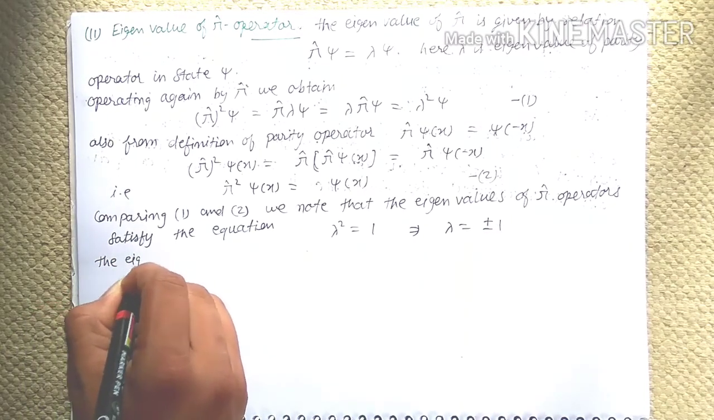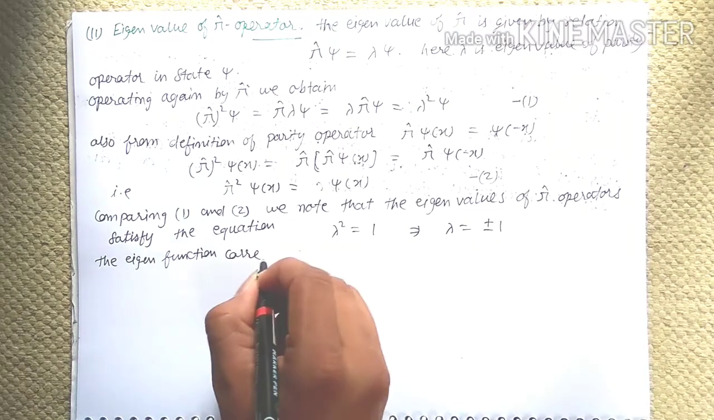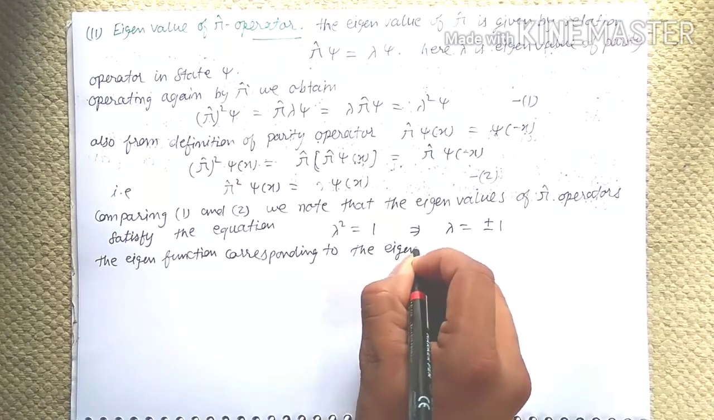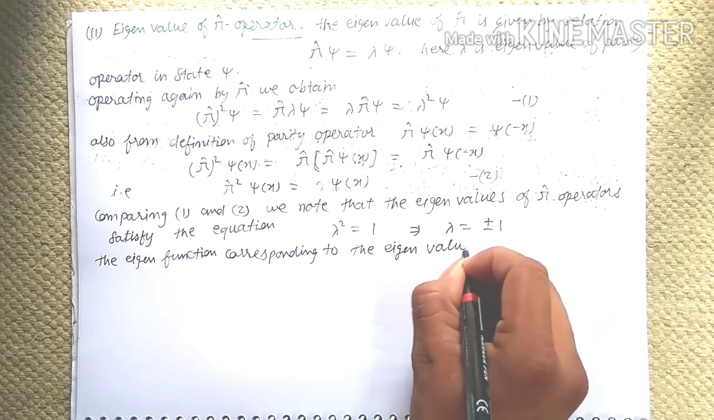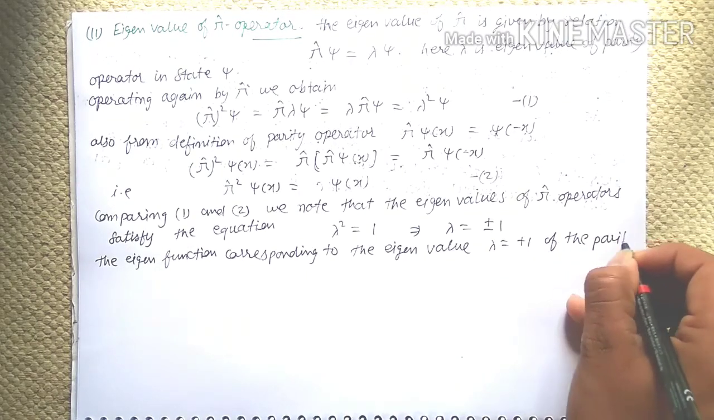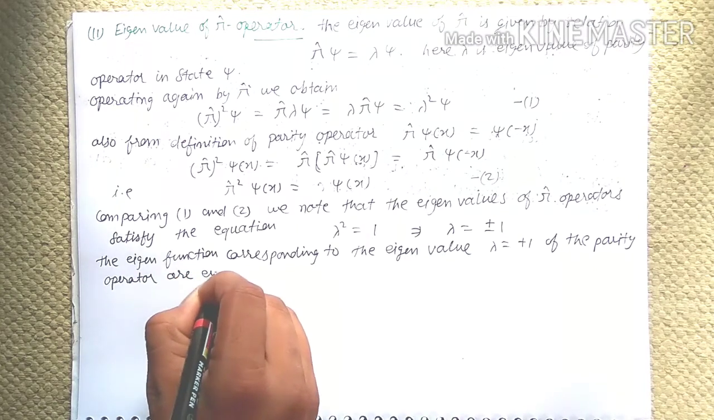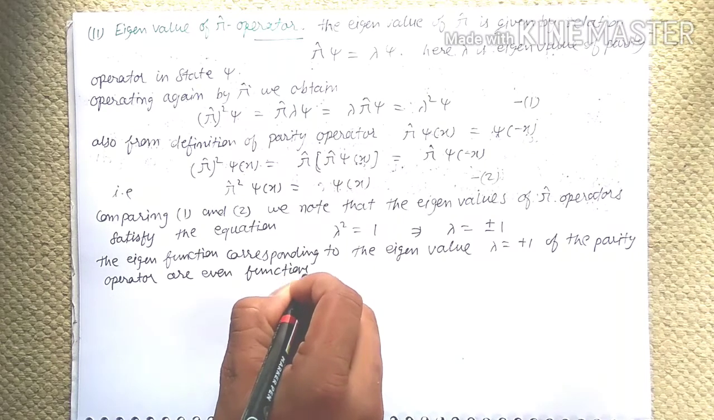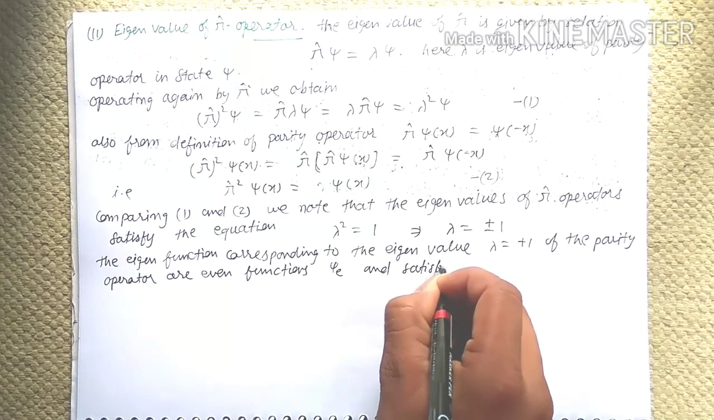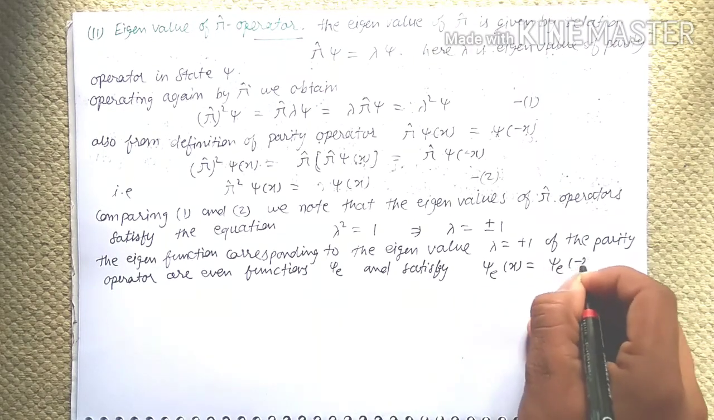The eigenfunction corresponding to the eigenvalue lambda is equal to plus 1 of the parity operator are even functions psi e and satisfy psi e of x is equal to psi e of minus of x.